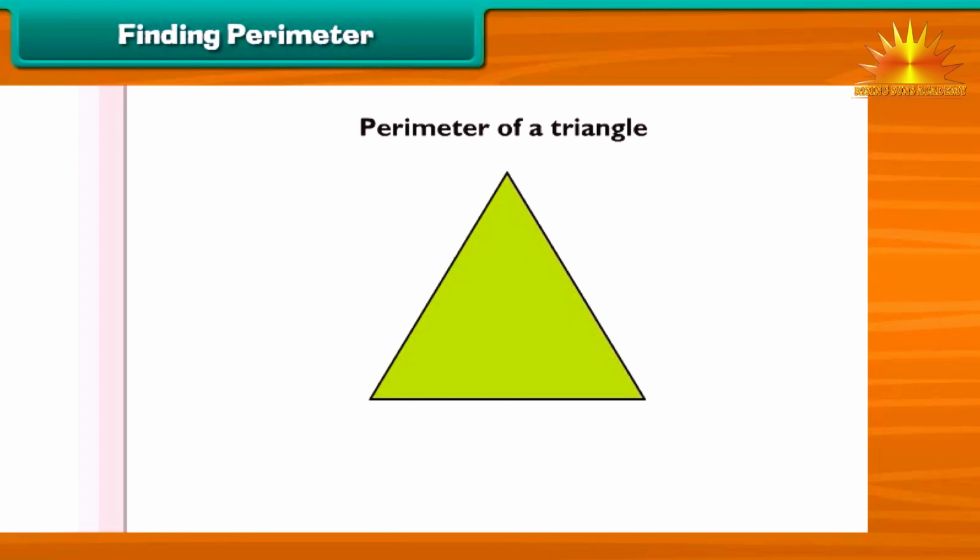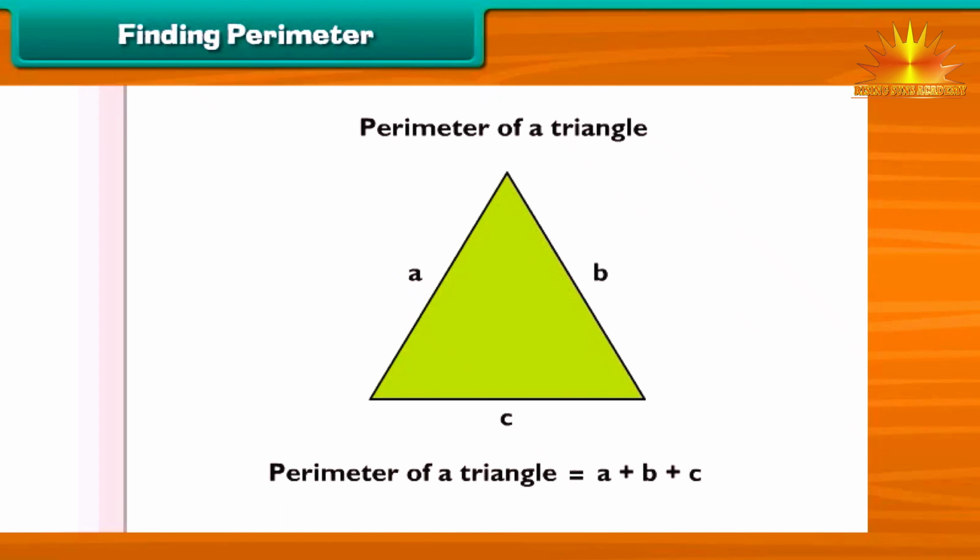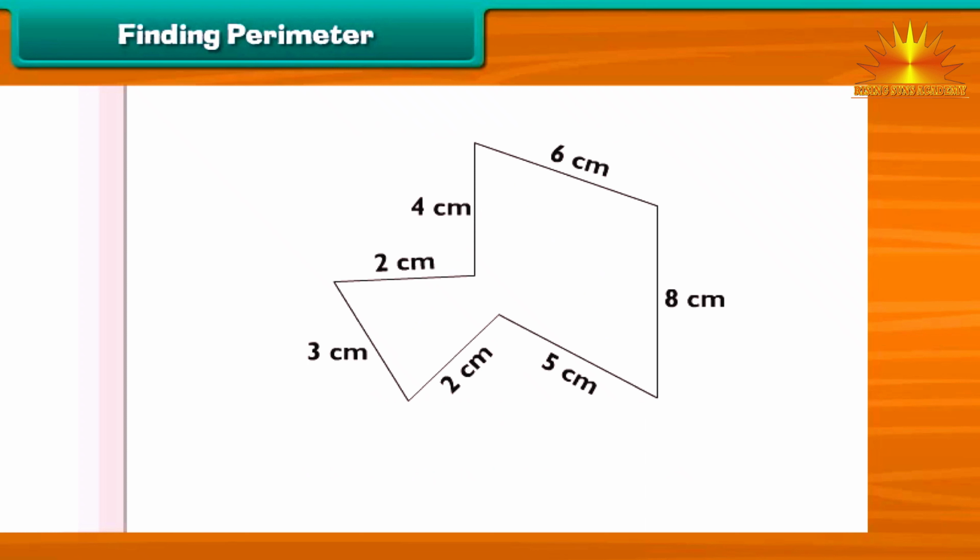Perimeter of a triangle. Triangle, as you are aware, is a three-sided figure. If A, B, and C are the three sides of a triangle, then its perimeter is equal to A plus B plus C. Let's learn to calculate the perimeter of the given figure.